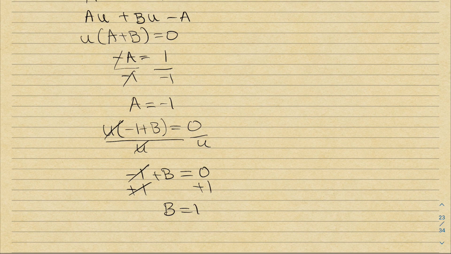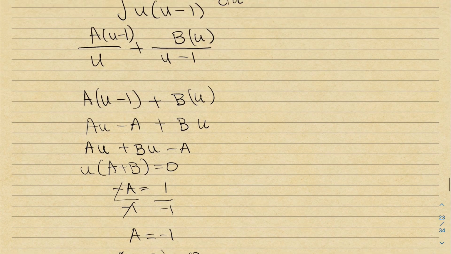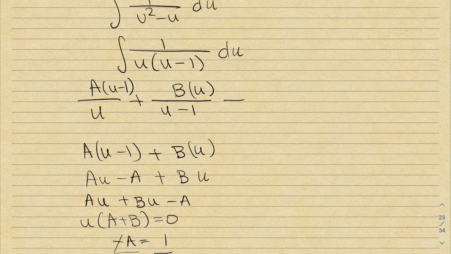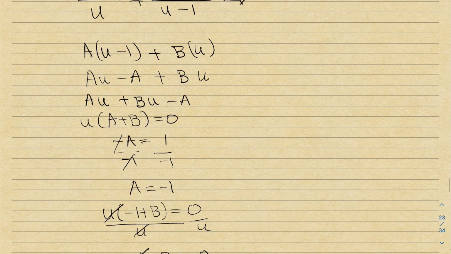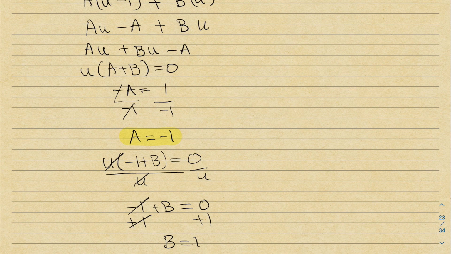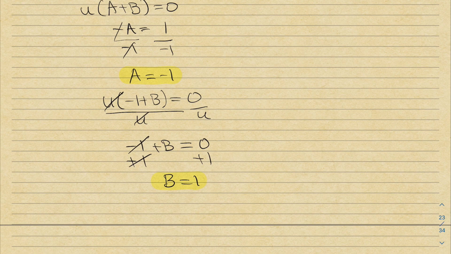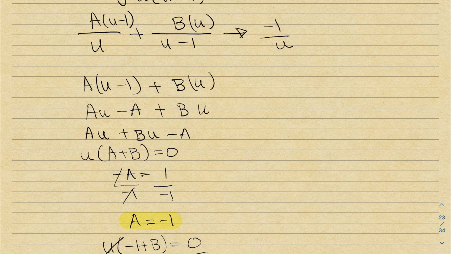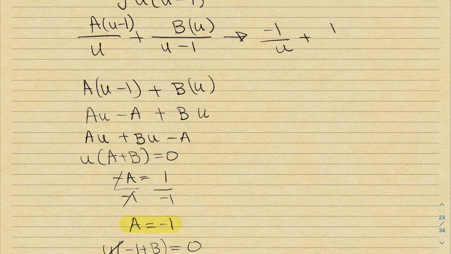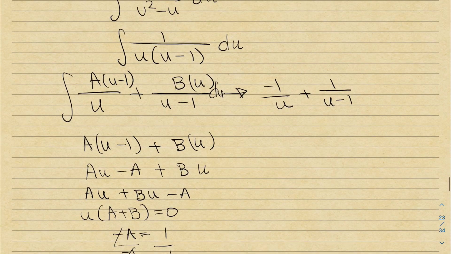Now we input A and B back into the formula. So it's right here, we're going to input them back in. So you see that negative 1 is equal to A, so we'll go ahead and put that in. And negative 1 is over u. And B is equal to 1, so we're going to go ahead and put that in as well. These should be integrations. So we're going to do the integration of both these sides.